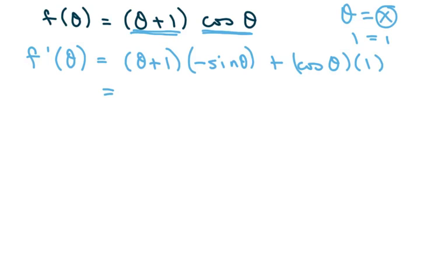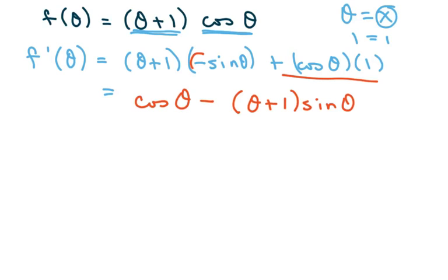And so when you clean this up, you're going to get, let's see, I'm going to put this part first, because I don't want the negative. So it's going to be cosine of theta minus theta plus 1 sine of theta. I just pulled this negative out front. Then I rewrote it so it looks nicer.